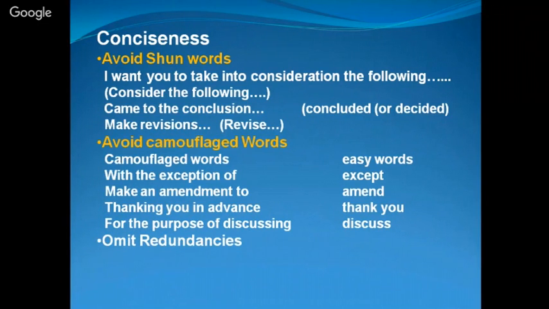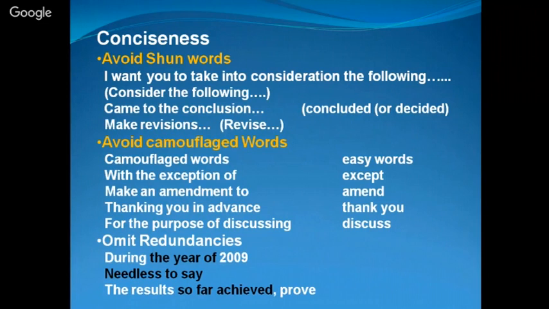Another is omit unnecessary words, redundancies. For example, during the year of 2009, the year of is not needed. Simply write during 2009. Another is, it is needless to say. If it is needless to say, why say it then? So no need to write such words. The results so far achieved proved. You see, you have performed the activity, you have got the results. So far achieved, no need to mention. Simply write the results prove.